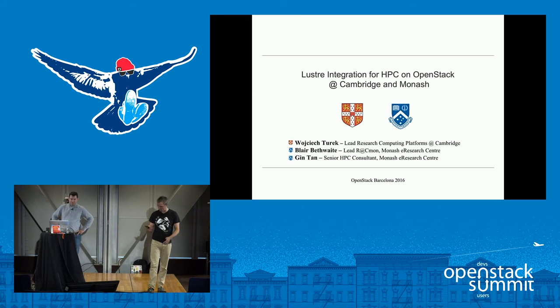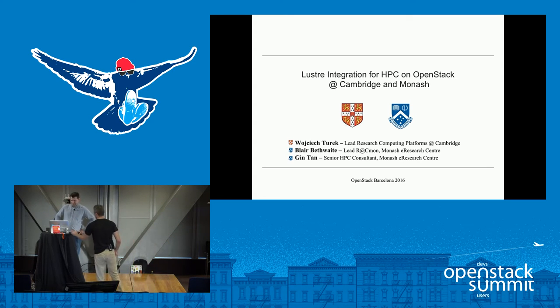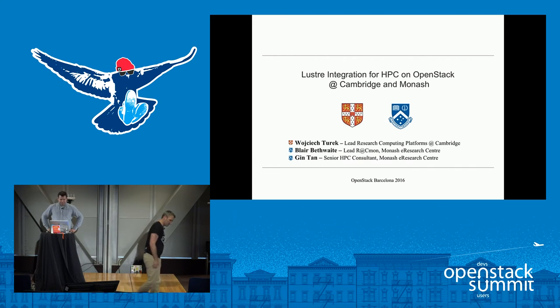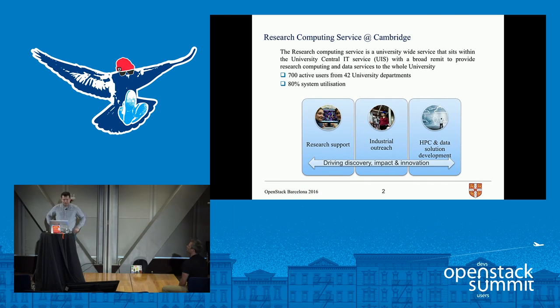Hello, my name is Wojciech Turek. I work at University of Cambridge. I'm team lead of research computing platforms. So I'll start by telling you a little bit about what we do in Cambridge. I'm in the Research Computing Services Division, which is a part of the main University Information Services Department. We have a broad remit to provide research computing to the whole university. We have over 700 active users from 42 university departments, and our systems are 80% utilized all the time.